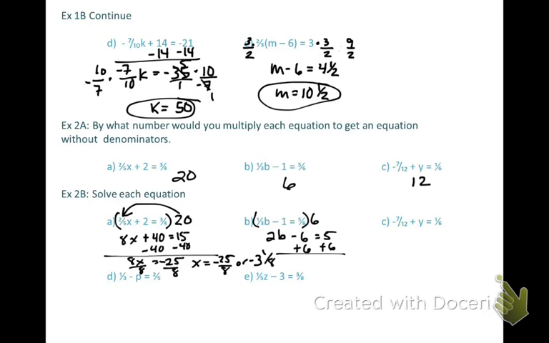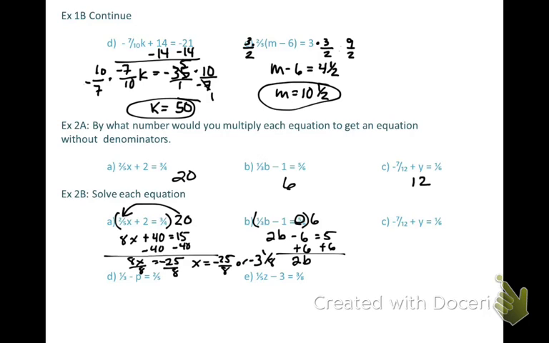8 can't go into 25. Oh! No, it's 8 times. I mean on B. Wouldn't it be 2b minus 6 equals negative 4? 6 goes into 6 one time, and 5 times 1 is... There's a 5 on top, sweetie. Oh. Yeah.